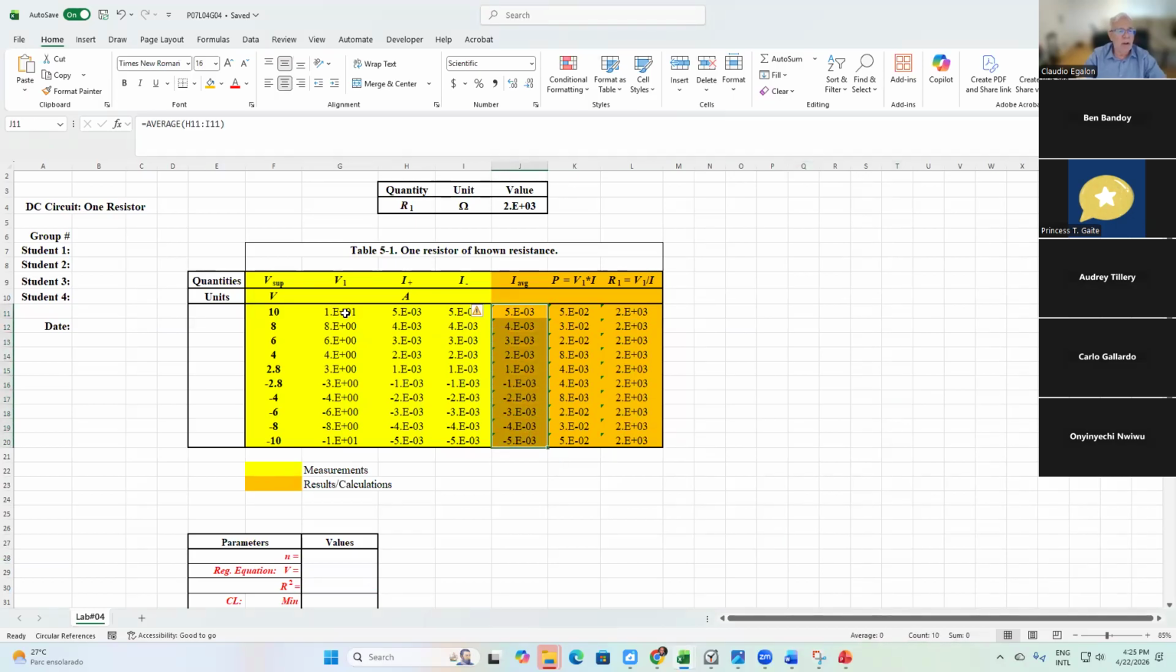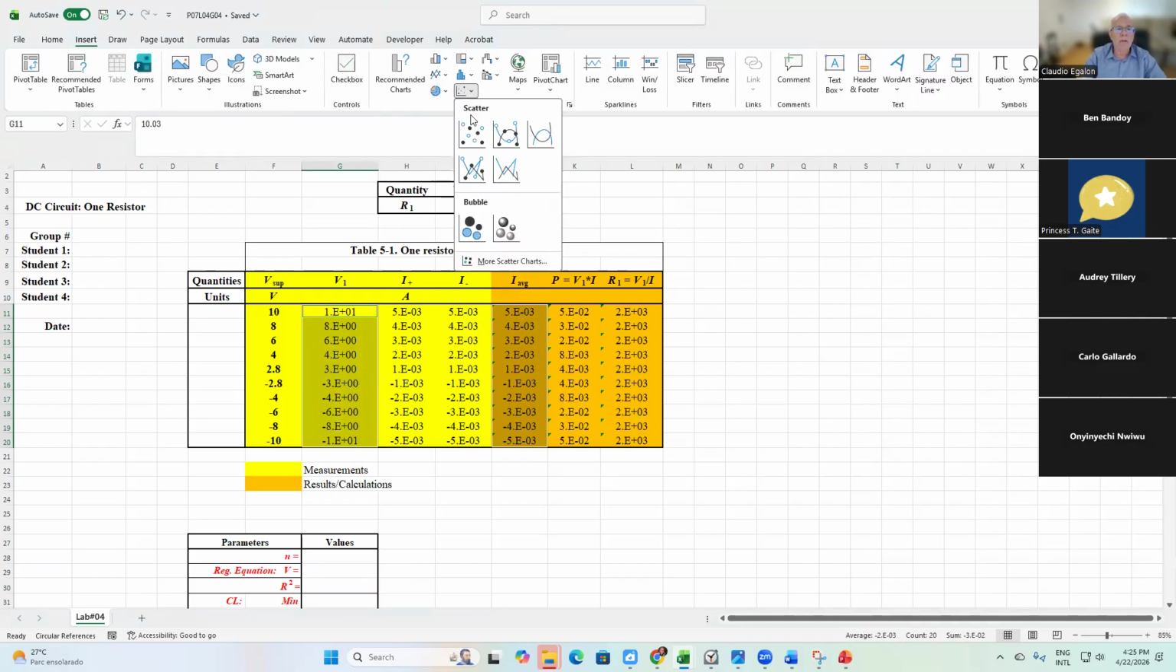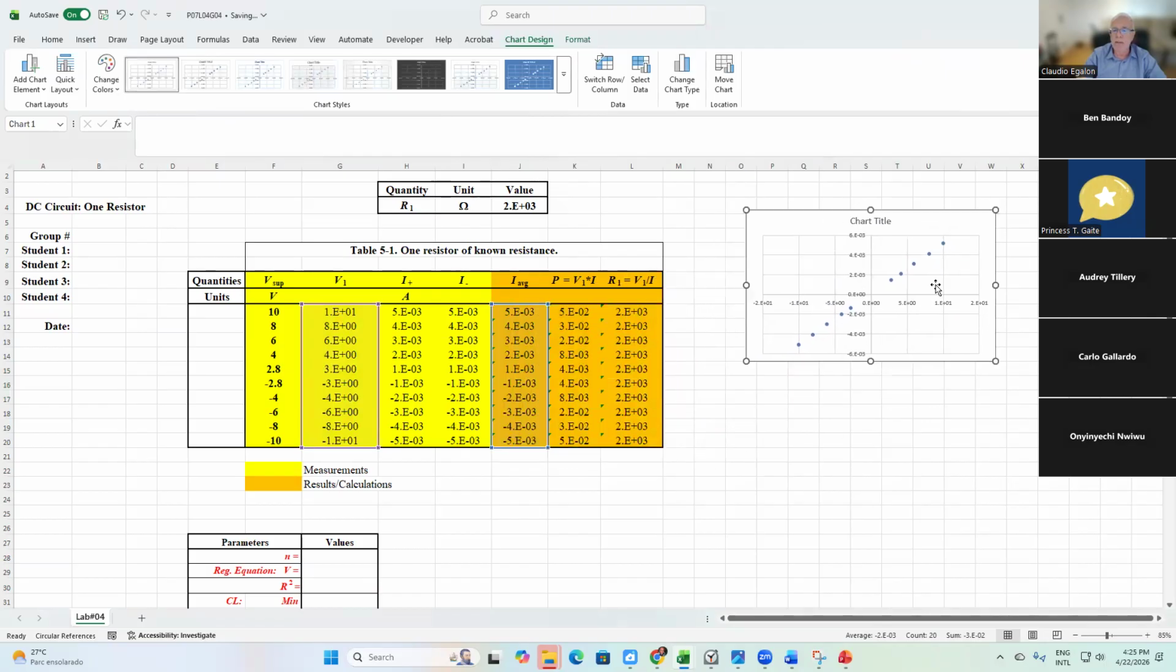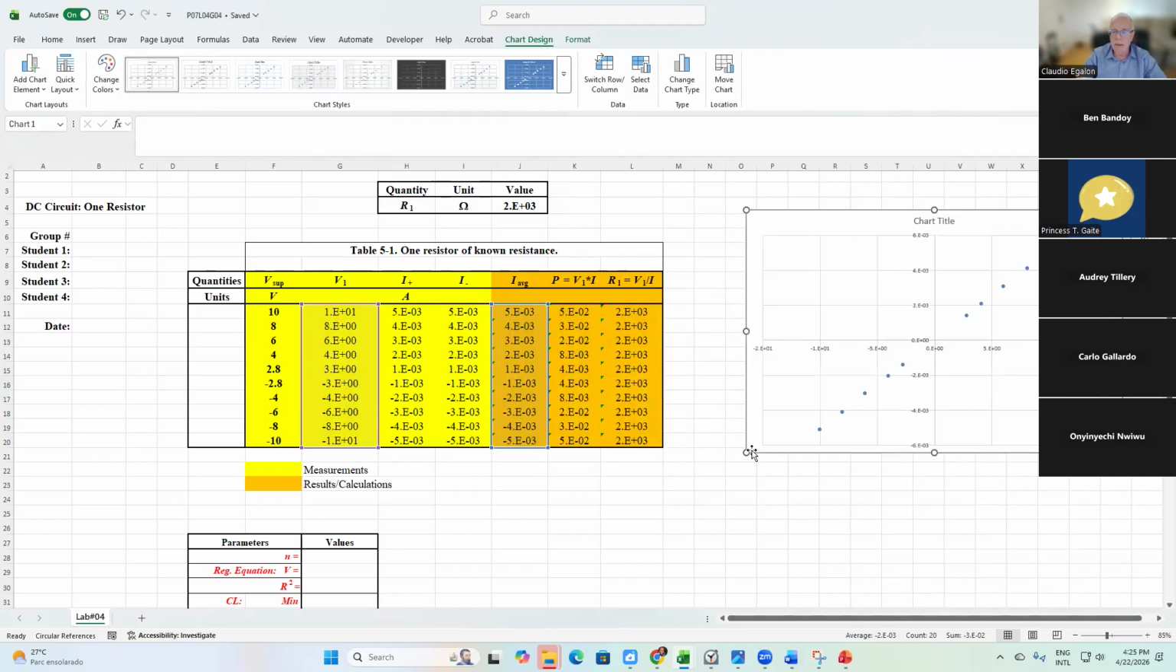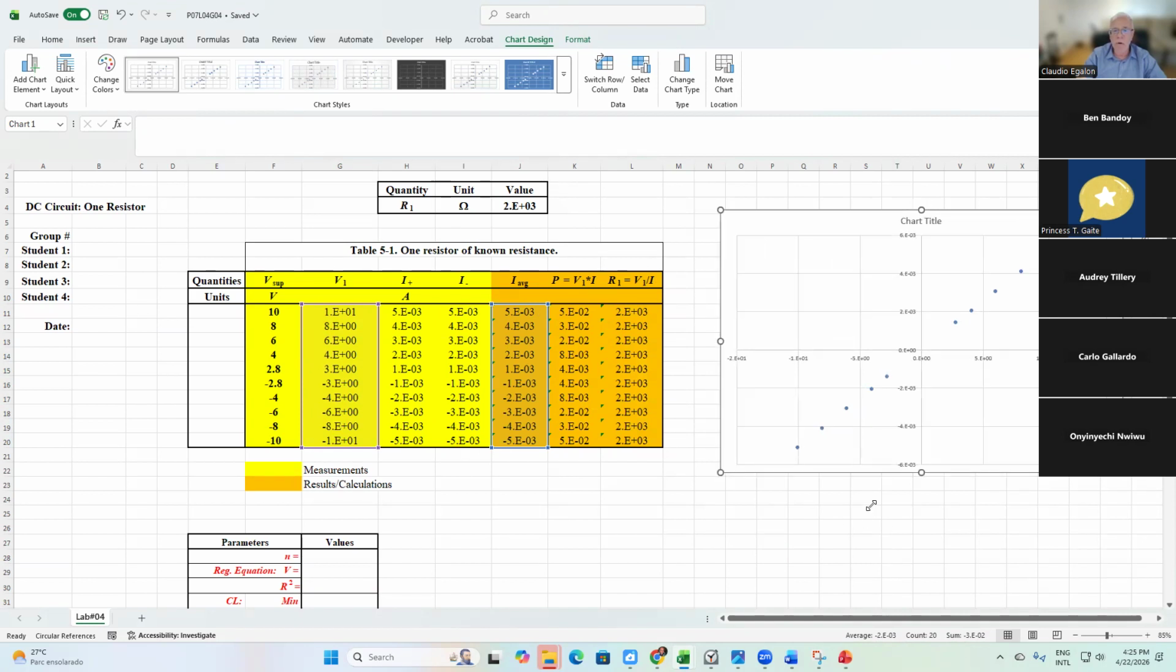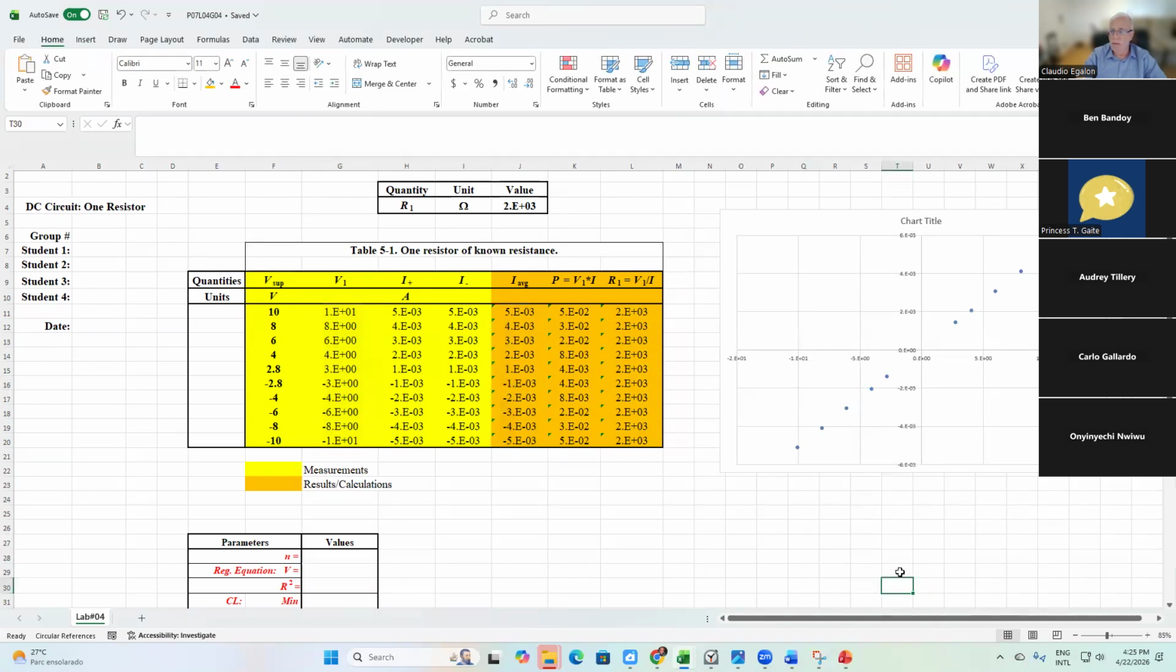I average, V1. Insert chart, scatter plot. Do we get a straight line? We do, right? If you don't get a straight line, that's because you're doing something wrong. I consistently get students who try to do this plot in the cloud, in Google Drive, and it doesn't work. Google Drive doesn't work for plots. You have to download this spreadsheet to your hard drive and run it from your hard drive.